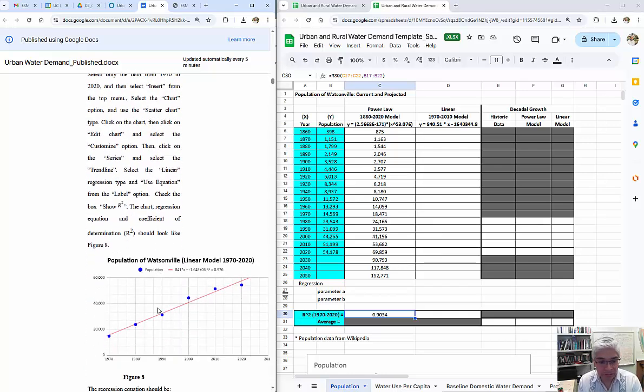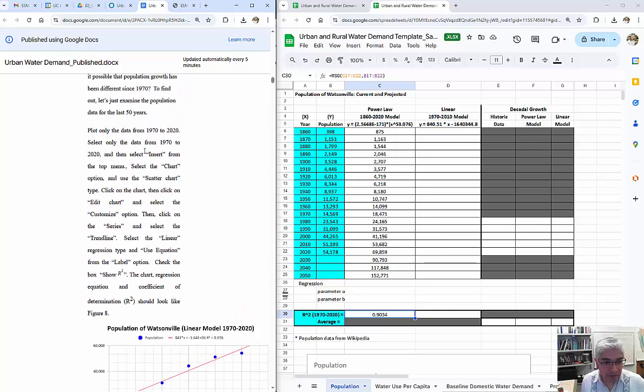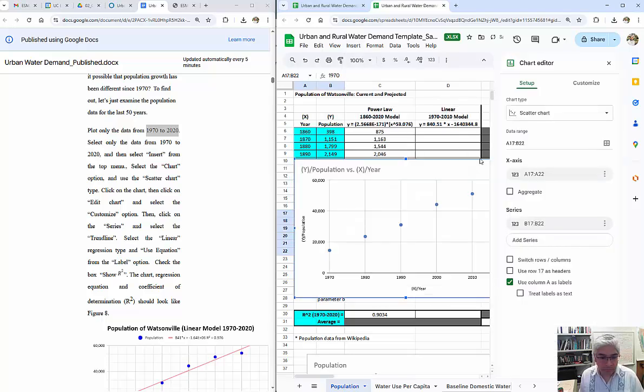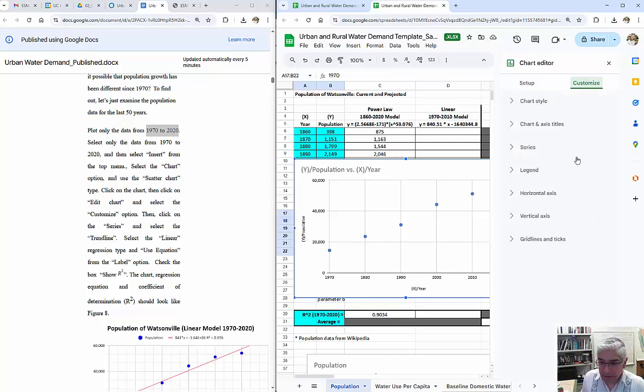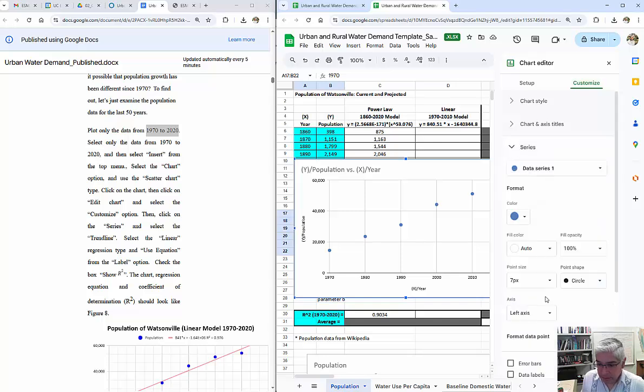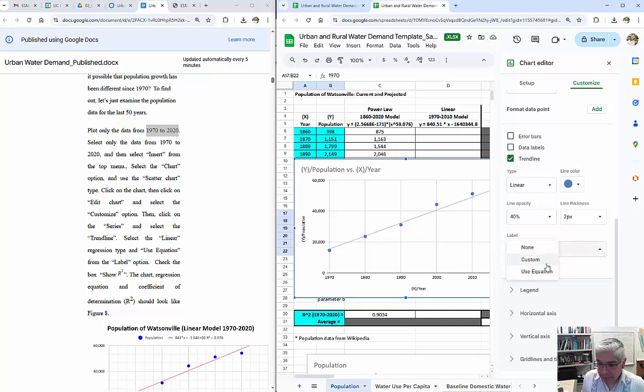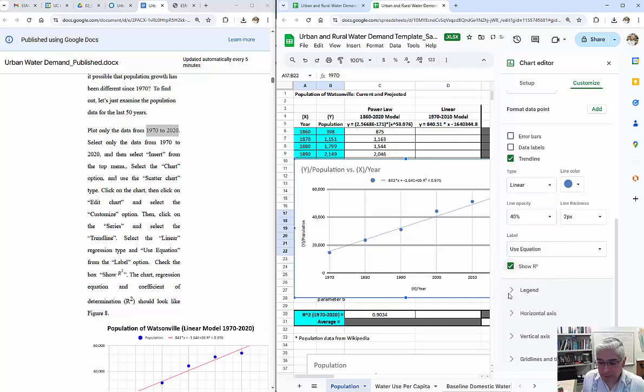Now what we're going to do is to only plot data from 1970 to 2020. Basically we will do exactly the same, and there you go, here we have that data. We can also go here in customize series and add once again a trend line, and in this case the trend line that we're going to use is linear. Once again, the label is the equation and it shows R square.